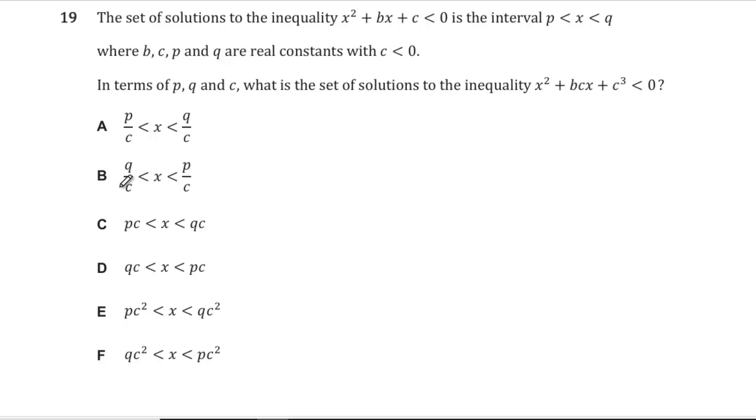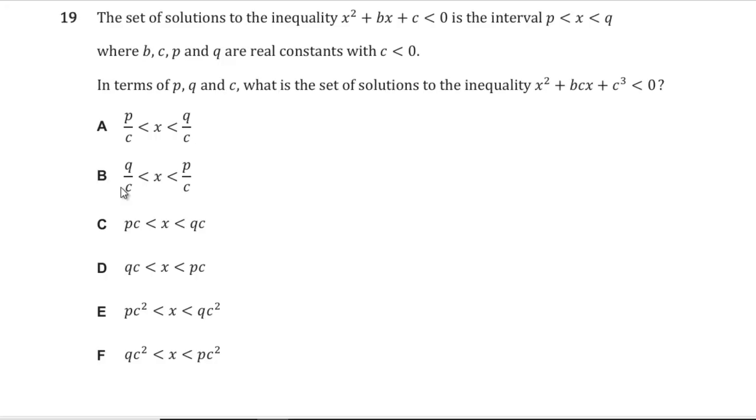A set of solutions to the inequality is the interval, where everything's real and c is less than 0. In terms of p, q, and c, what is the set of solutions to the inequality of that? Oh, it looks very similar, doesn't it? I mean, is this another transformation? It does look like it might just be another transformation, because if I divide by c squared, it does look like, yeah.